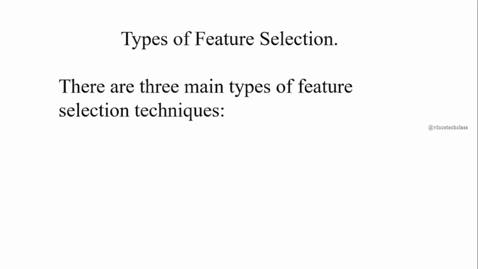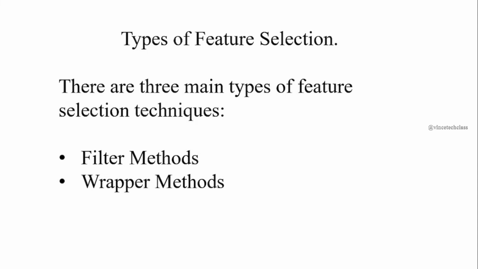Now, types of feature selection. There are three main types of feature selection techniques. One, we have the filter methods, we have the wrapper methods, and we have the embedded methods. Now, let's take the first one, filter methods. Filter methods rank features based on statistical metrics like correlation, variance, or mutual information. Now, these methods are computationally efficient and can be applied before model training. Examples include Pearson correlation, chi-square tests, information gain, and variance threshold.